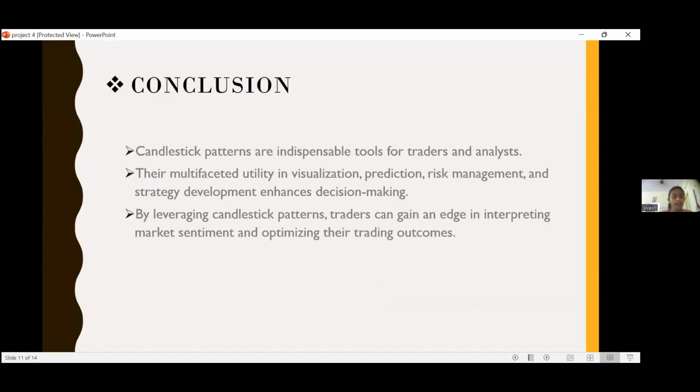Okay, coming to the conclusion, candlestick patterns provide a powerful toolset for traders and analysts. They aid in predicting trends, managing risk, and timing trades. By mastering these patterns, traders can gain a competitive edge in understanding market sentiment and making informed decisions.